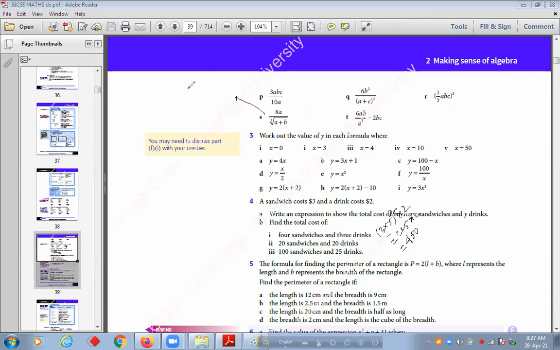Put the value A is equal to how much? 3. So 3 into 8, 24. We'll write here 24 divided by cube root of a plus b. A plus b means 3 plus 5, that means 8. So now you tell cube root of 8 how much? 2. And here it is 24 divided by 2. So answer is 12. Any more?